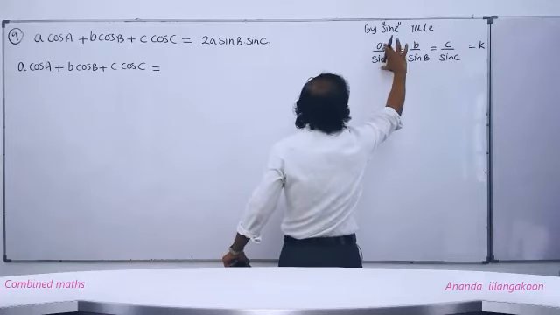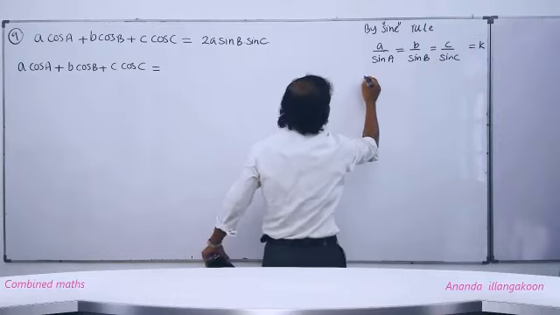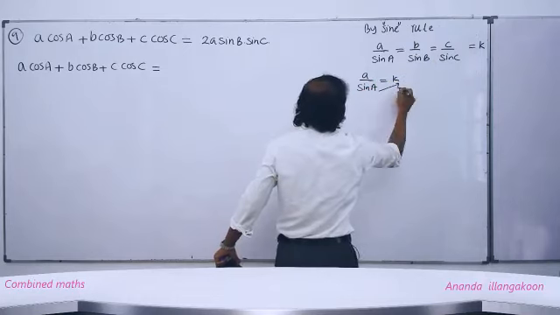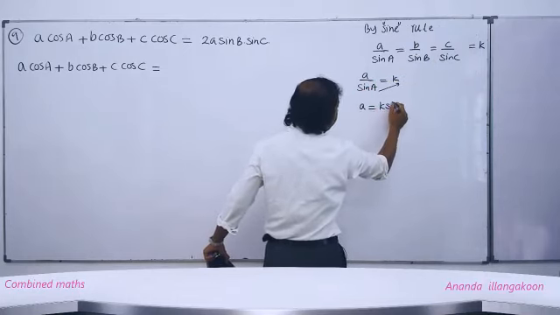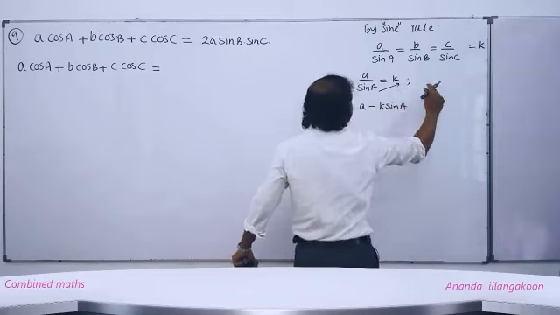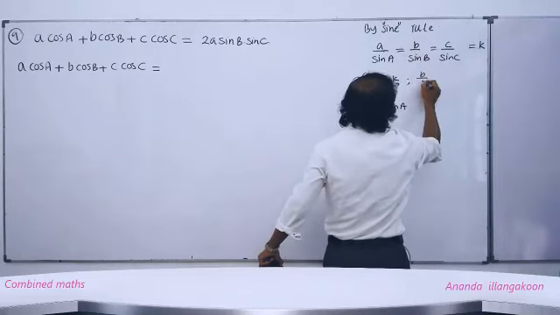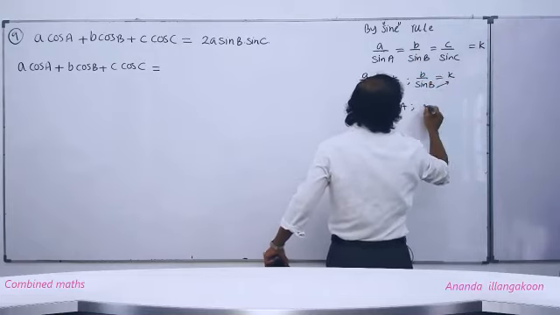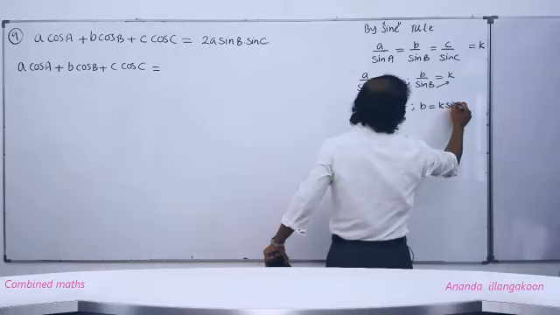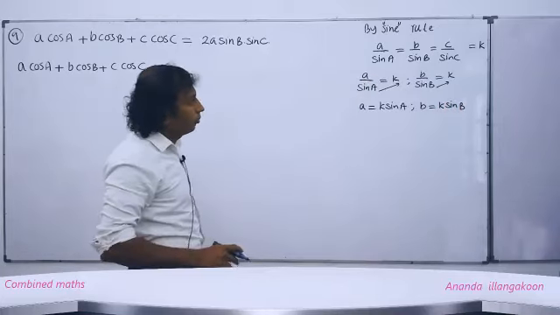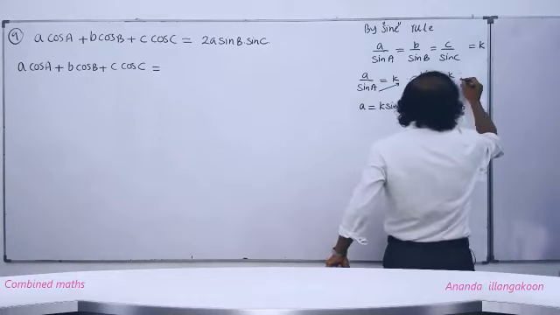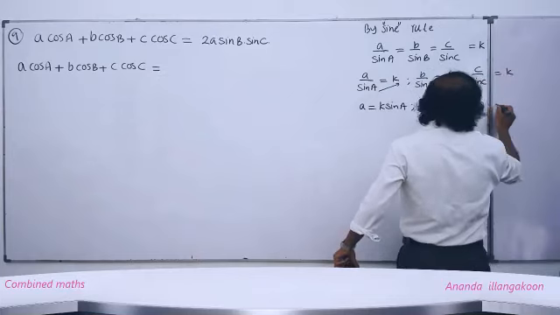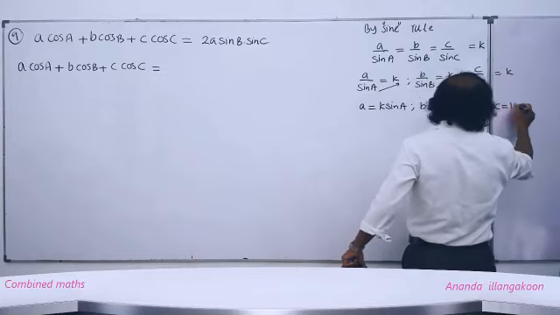Now, once you equate this to k, what do you get? a over sin A equals k. Use cross multiplication, what do you get? a equals k sin A. Like that, b over sin B equals k, so b equals k sin B. Next one, c over sin C equals k, then this gives us c equals k sin C.